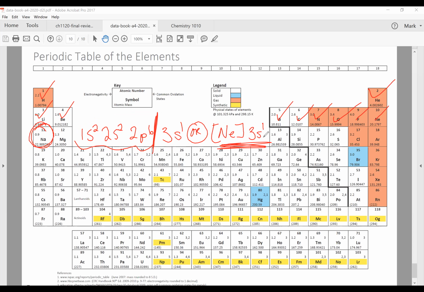So what I do for this one is I just go right to neon, atomic number 10, the element before sodium, which is number 11. I just write neon in brackets, and then I can skip down here and write 3s1. That would be the condensed or shortened electron configuration.